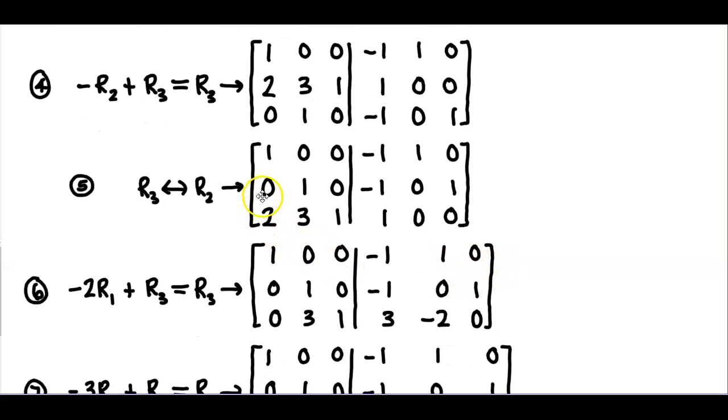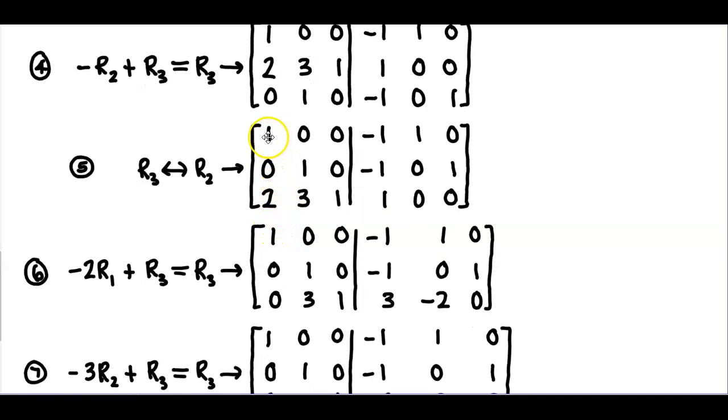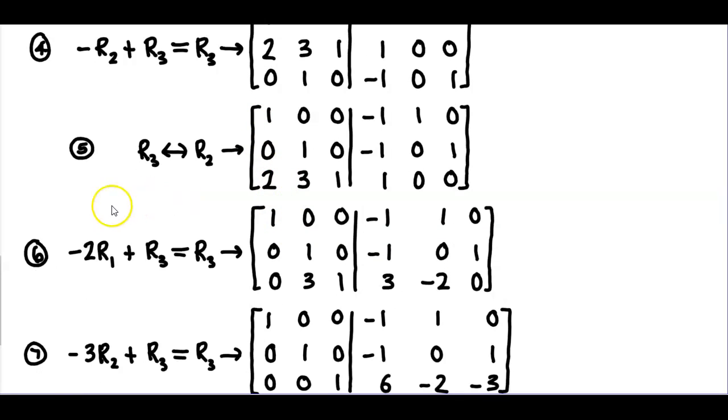Okay, now the next step is that we have a 1 here, we have a diagonal of 1s, and we have a 0 here. But we want to make this 2 a 0. So we're going to multiply row 1 by negative 2 and then add it to row 3. So negative 2 times 1 is negative 2, plus 2 gives you 0. Negative 2 times 0 is 0, plus 3 is 3. Negative 2 times 0 is 0, plus 1 gives you 1. Negative 2 times negative 1 is positive 2, plus 1 gives you 3. Negative 2 times positive 1 is negative 2, plus 0 is negative 2. Negative 2 times 0 is 0, plus 0 gives you 0.